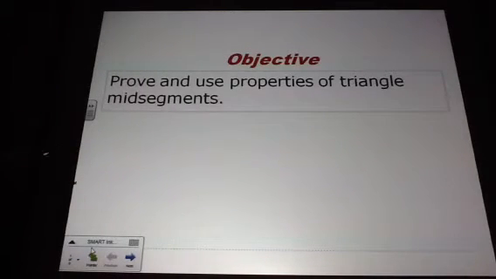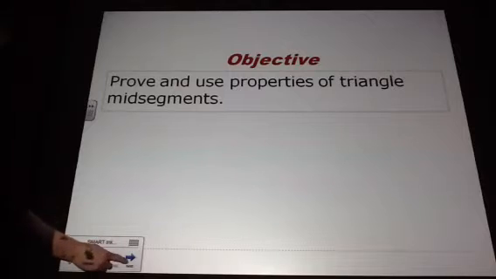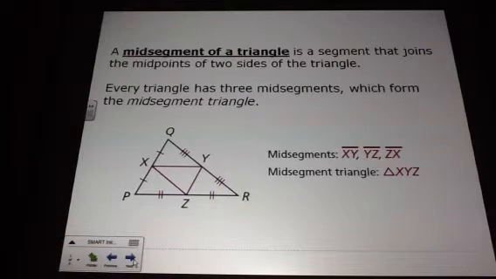Tonight's lesson is going to be 5-4, Triangle Midsegment Theorem. Our objectives: prove and use properties of a triangle's midsegments. A midsegment of a triangle is a segment that joins the midpoints of two sides of the triangle.